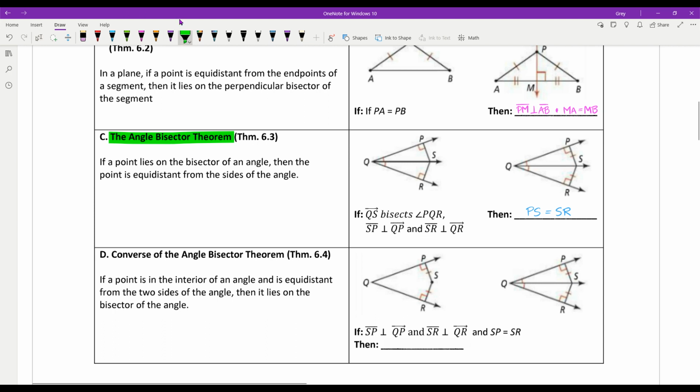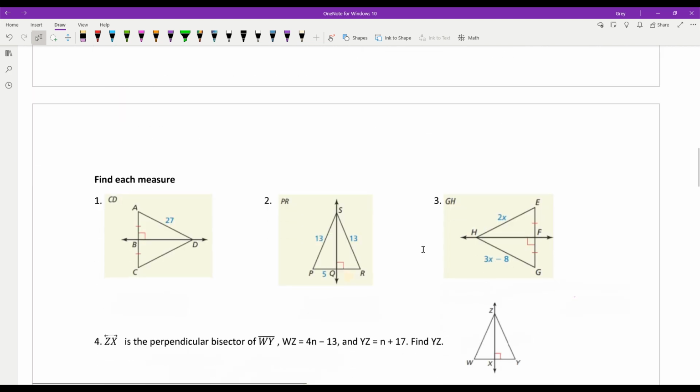And the converse of that would tell you, if I know that PS is equal to SR, and of course it has to be perpendicular, then I know that QS is the angle bisector of angle PQR. All right? Now, let's go see what we can do with those.